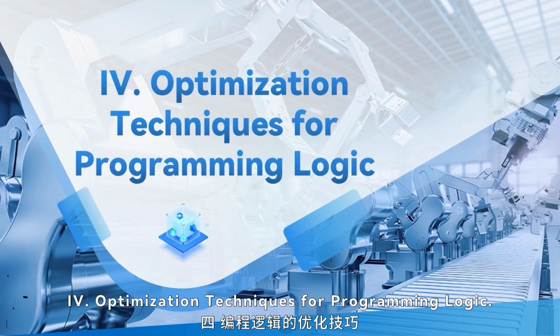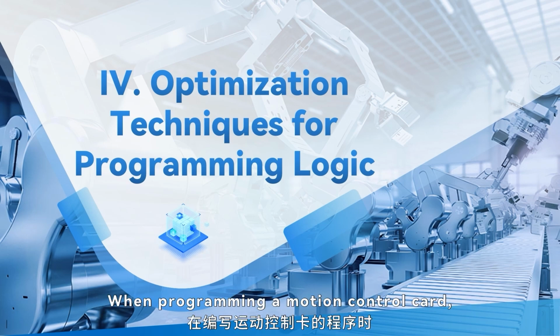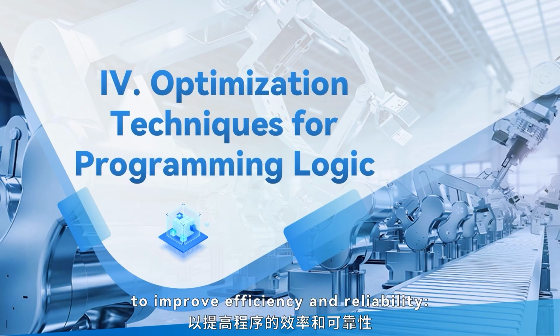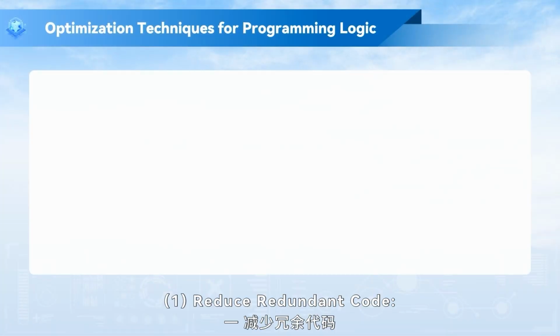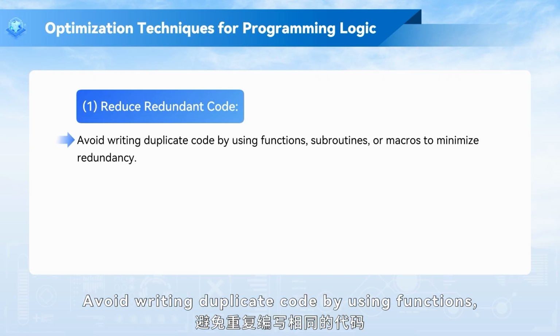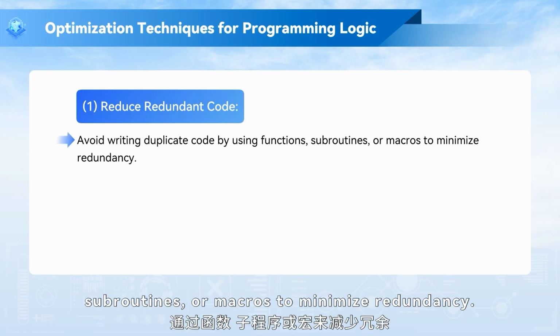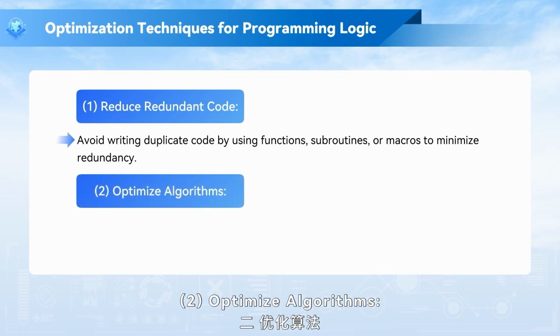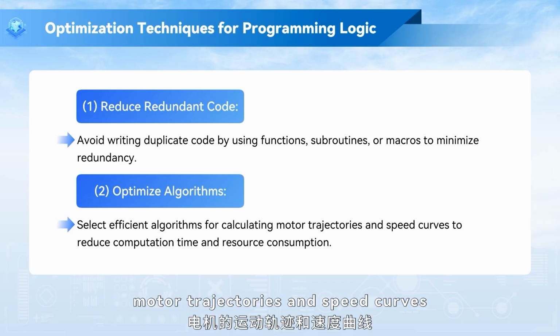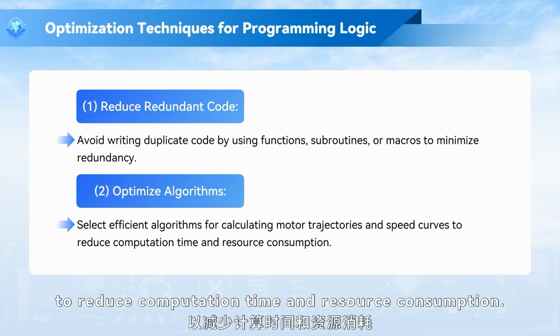4. Optimization techniques for programming logic. When programming a motion control card, consider optimization techniques to improve efficiency and reliability. 1. Reduce redundant code. Avoid writing duplicate code by using functions, subroutines, or macros to minimize redundancy. 2. Optimize algorithms. Select efficient algorithms for calculating motor trajectories and speed curves to reduce computation time and resource consumption.